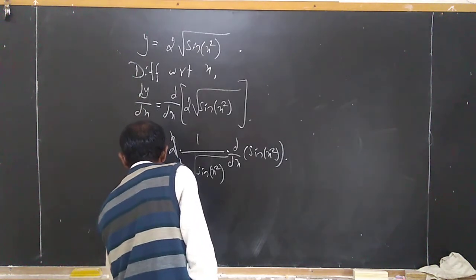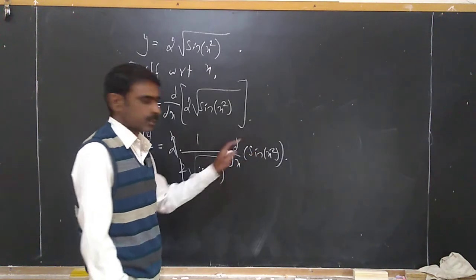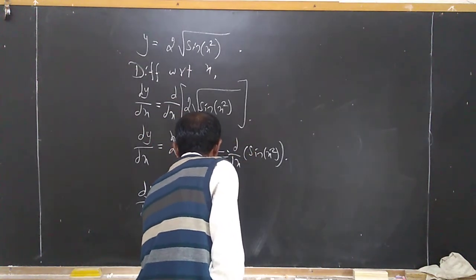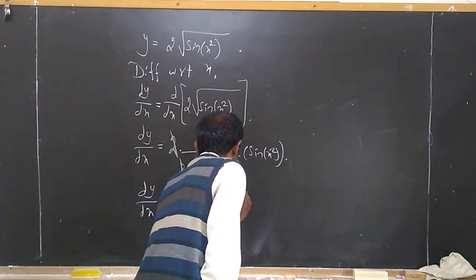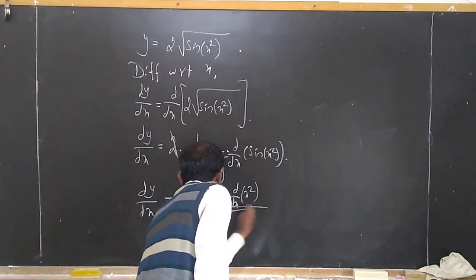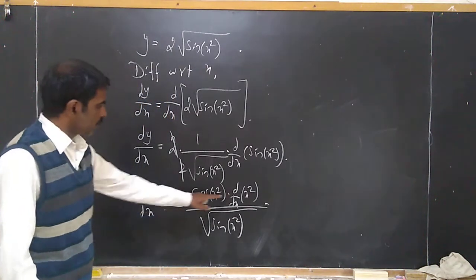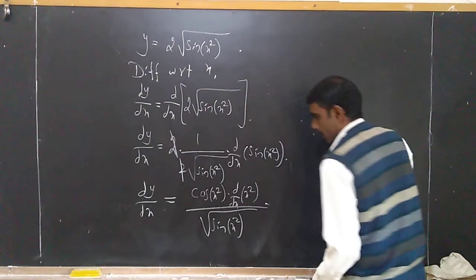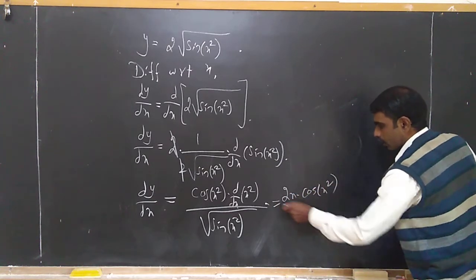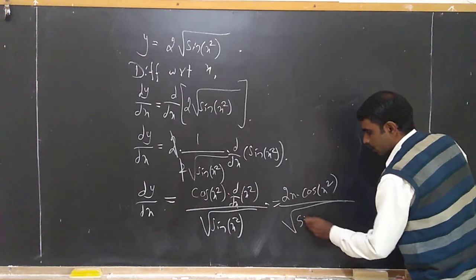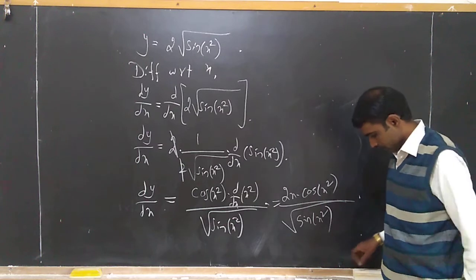So dy by dx will be equal to, what is the derivative of sin x? It is cos x. So it will be cos of x square into the derivative of x square divided by root of sine of x square, and the derivative of x square here is 2x. So this will be 2x into cos of x square divided by root of sine of x square. So this happens to be the answer.